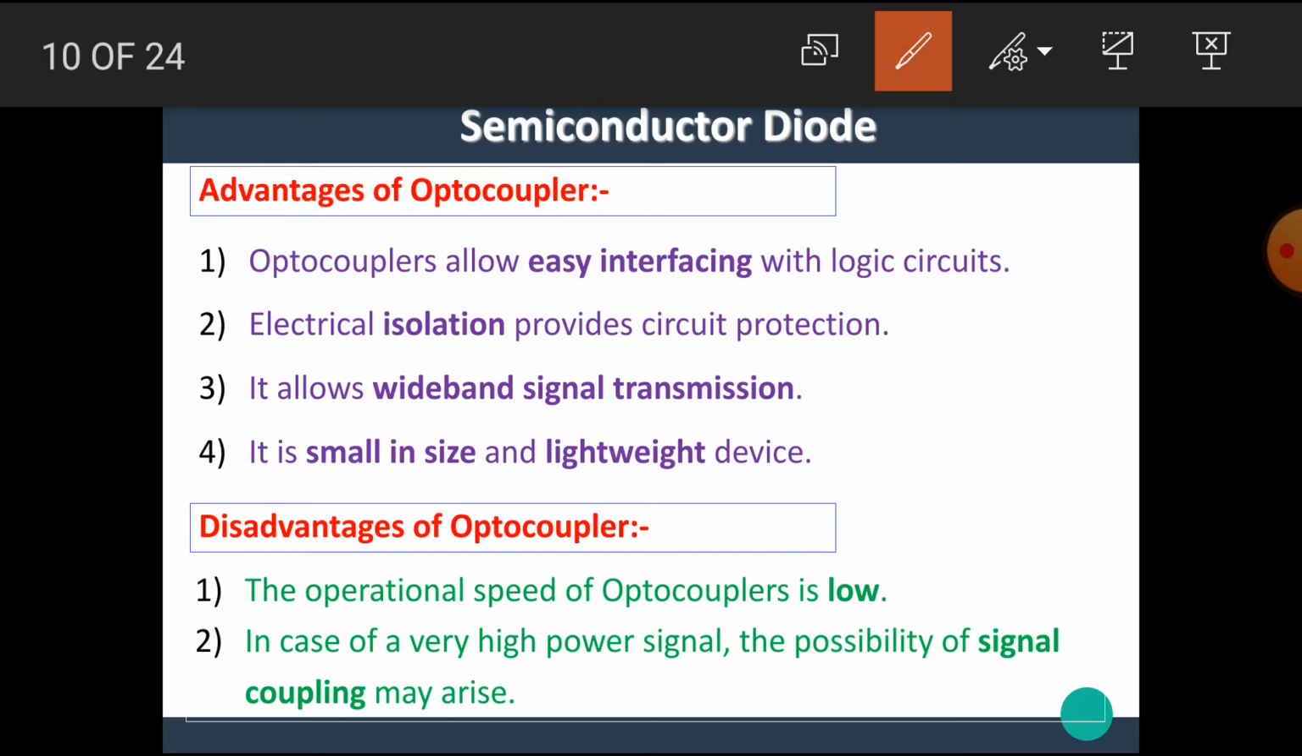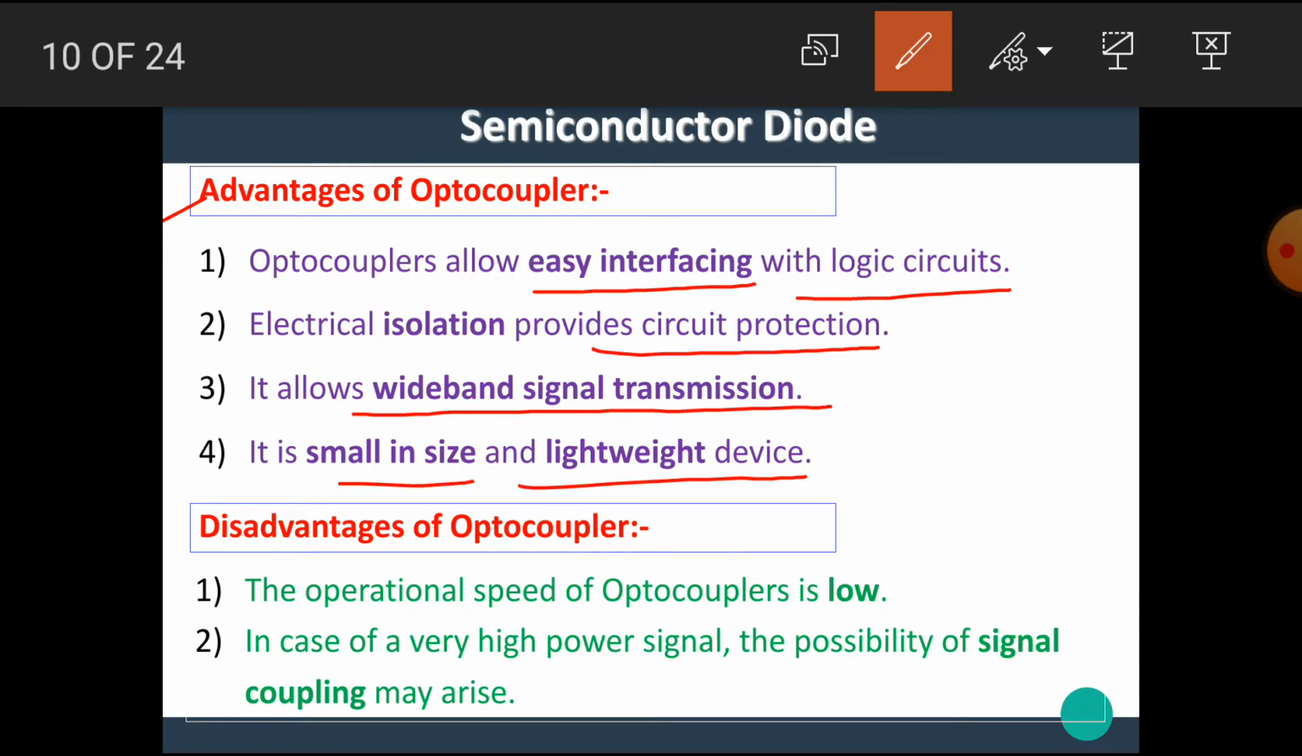Let's see some advantages of the optocoupler. Optocouplers allow easy interfacing with logic circuits. Electrical isolation provides circuit protection. It allows wideband signal transmission. It is a small and lightweight device.